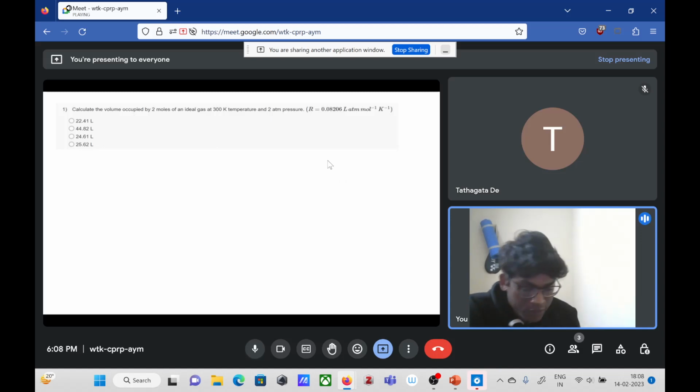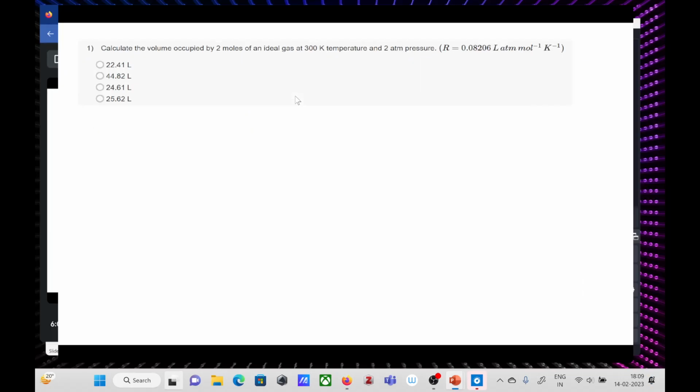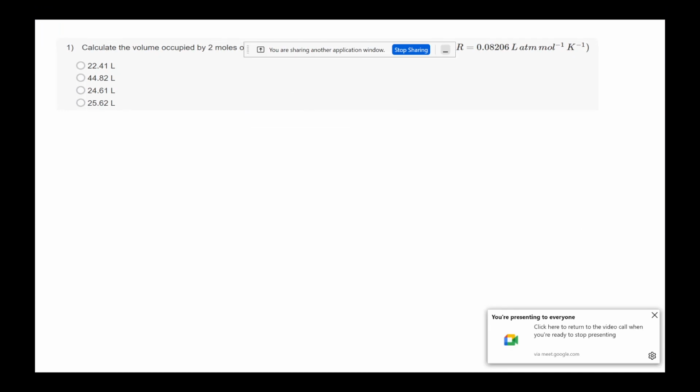So let's just do it. Have you tried? Can you give me some hints on how you are going to solve this problem? I think it will go by the ideal gas equation, since nothing else is given, and no more information can be retrieved from this question. Exactly. As you said correctly, since nothing is mentioned, we can start from the ideal gas equation. So what is the ideal gas equation?